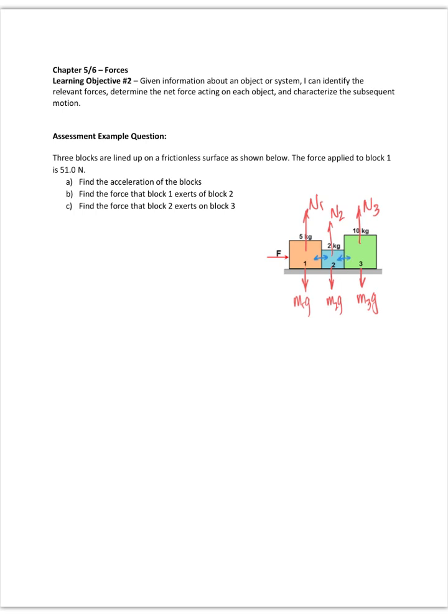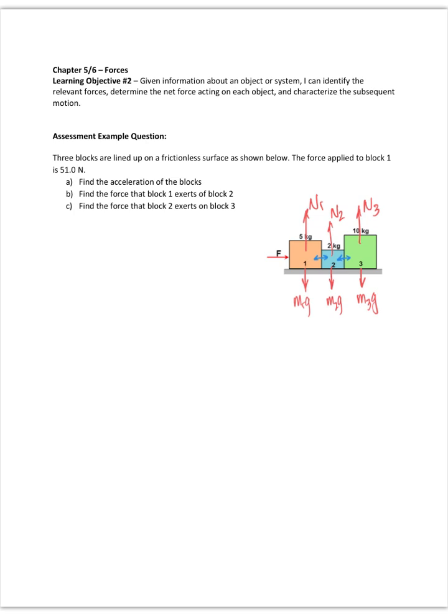Like mass 1 exerts a force on mass 2, and mass 2 exerts a force back on mass 1, and so on. But when we look at the system as a whole, all those internal forces cancel out, and we don't have to consider them. If we then look at some of these masses in isolation, we will consider those forces.